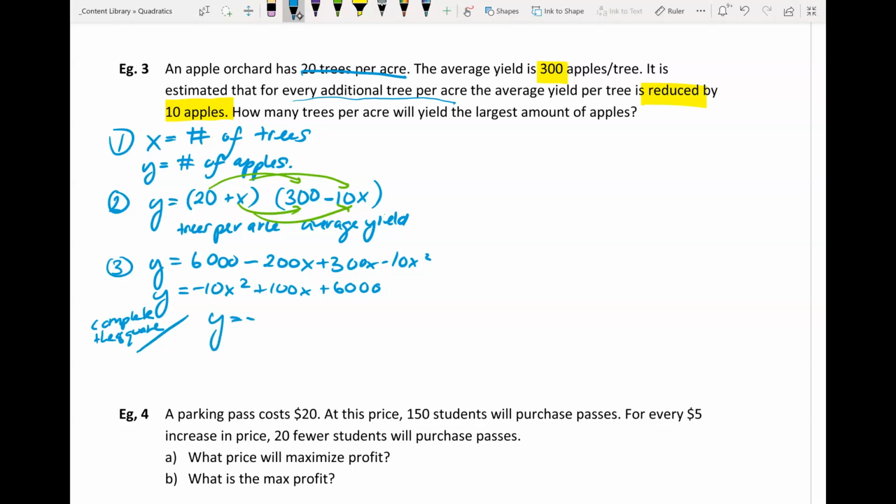Factor out the negative 10 in the front. Then we're left with negative 10x. I'm going to leave the 6,000 on the outside. I'm going to divide 10 by 2 and then square it, which is 25. I'm going to add 25 and subtract 25.